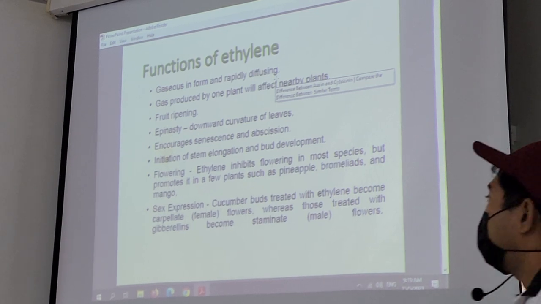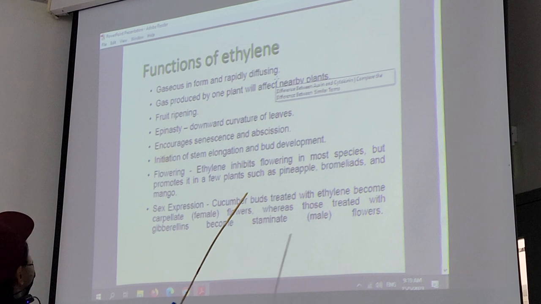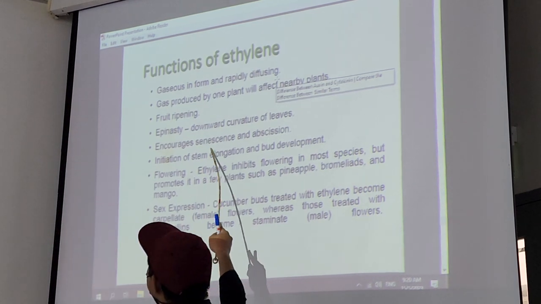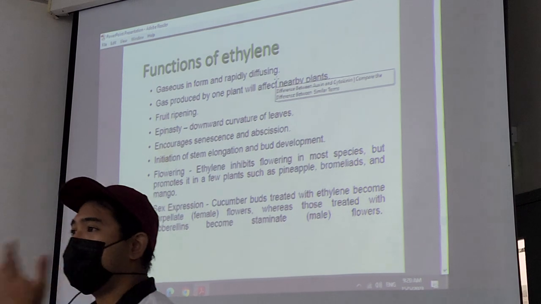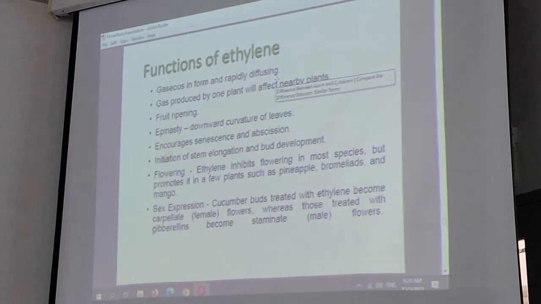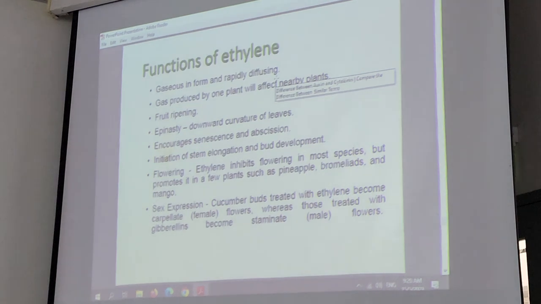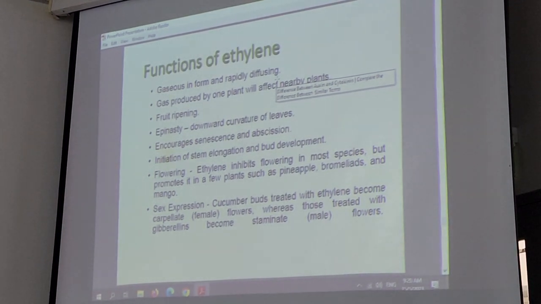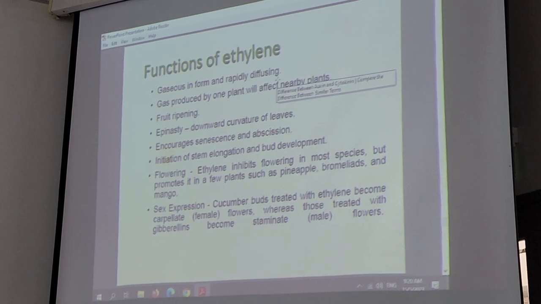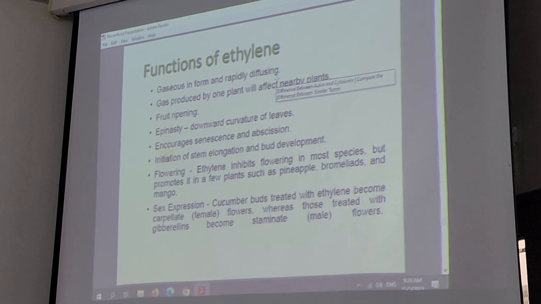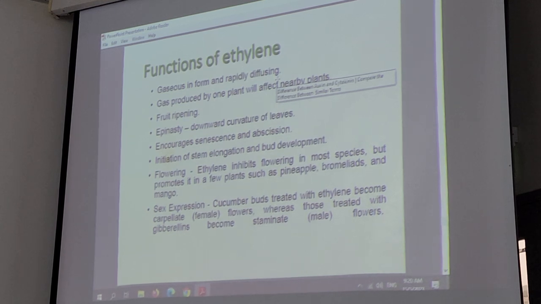Yeah. So functions of ethylene: fruit ripening, you know that, epinasty, and so on, maybe we'll learn about that later. It encourages senescence and abscission. Look at this. So it has the opposite function of cytokinin, because this one promotes senescence and abscission. Abscission is the falling of the leaf. You see your leaf has a stalk, right? Tangkai daun, attached to the mother plant. At the attachment junction, there is a special cell layer. It's called the abscission layer. When ethylene is present, the cells in this tissue will actually die and eventually the leaf will detach.